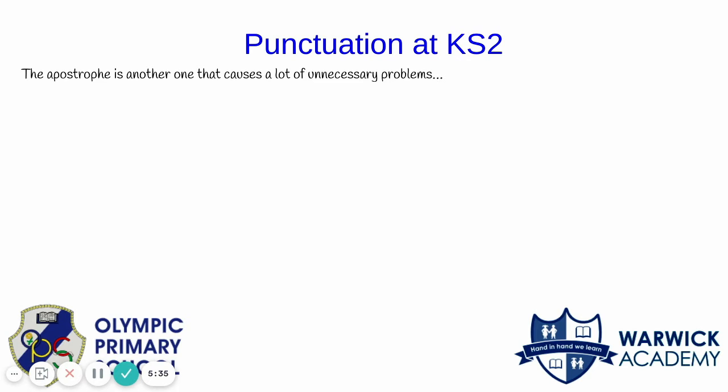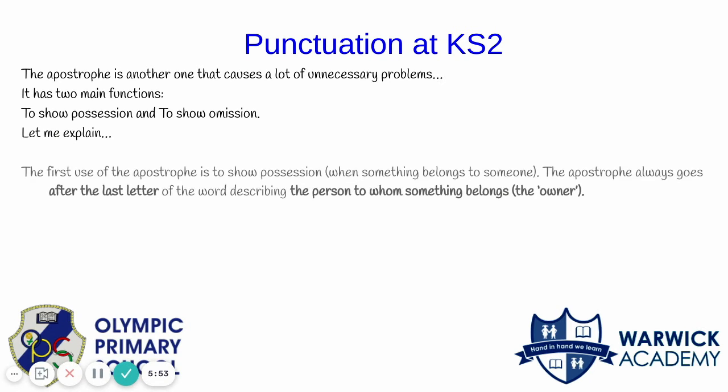The apostrophe is another punctuation term that causes a lot of unnecessary problems. It basically has two main functions, okay? Its function is to show possession and to show omission. So whether something belongs to something else or whether something has been left out. Let me explain by giving you some examples. When it's possession, so something belongs to someone, the apostrophe always goes after the last letter of the word describing the person to whom something belongs. So, in effect, the owner.